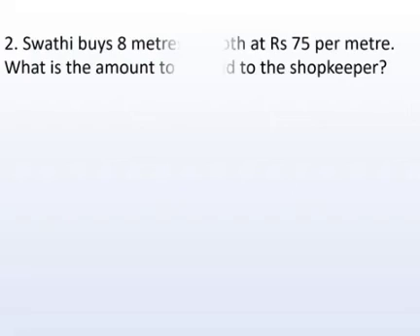Let us move on to the second question now. Swati buys 8 meters of cloth at rupees 75 per meter. Means 1 meter of cloth is 75 rupees. So how much cloth does she buy? She buys 8 meters. What is the amount to be paid to the shopkeeper? Let us look into the solution now.